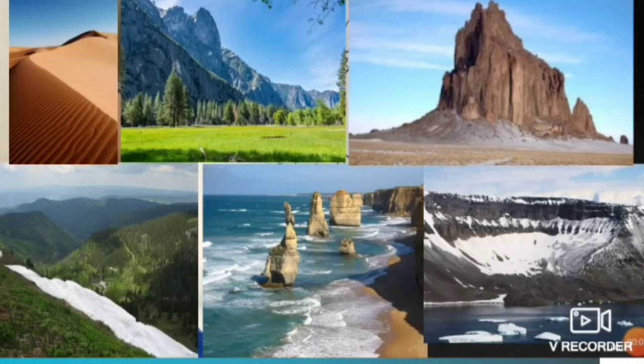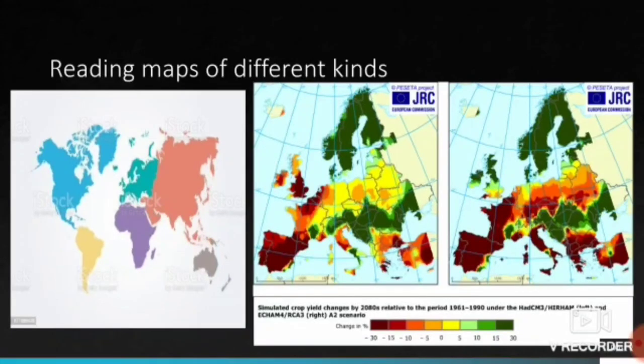In this world, there are different landforms like mountains, rivers, deserts, forests, snow-covered regions, etc. To study and understand all these things along with the density and population of a particular area, we need the help of maps. Yes, today our lesson name is Reading Maps of Different Kinds.